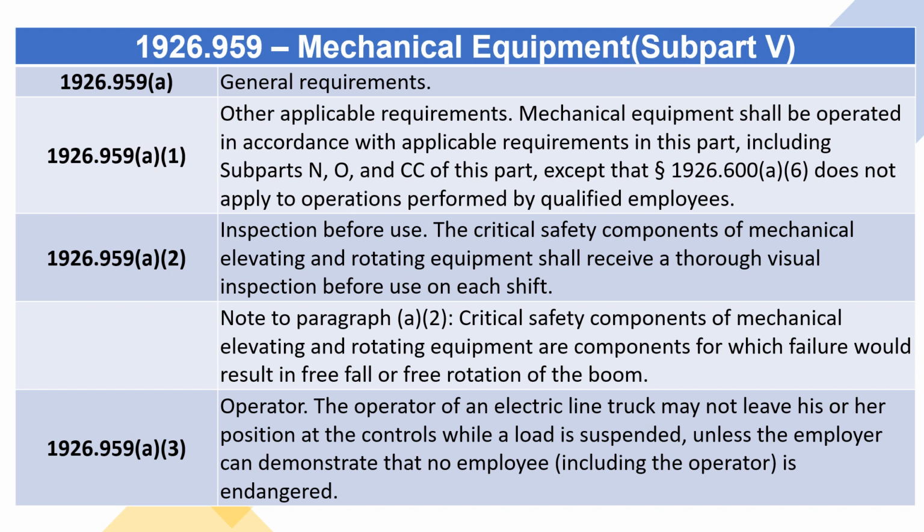1926.959(a)(3) Operator. The operator of an electric line truck may not leave his or her position at the controls while a load is suspended, unless the employer can demonstrate that no employee, including the operator, is endangered.